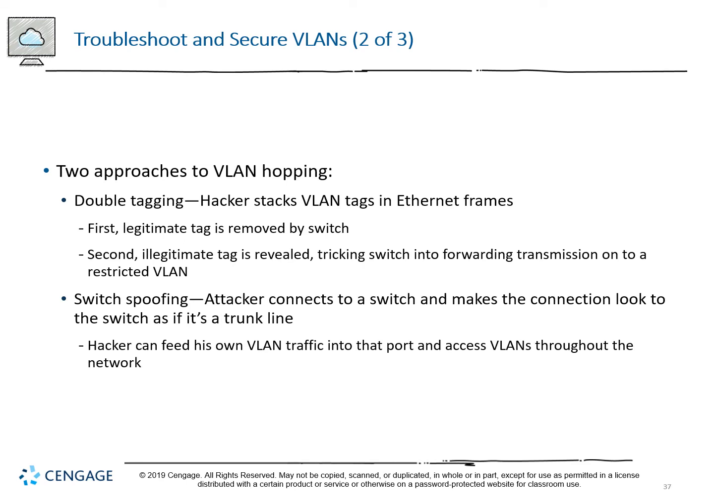So when we're dealing with VLAN hopping, double tagging is probably the most common. This is where VLAN tags are stacked. The legitimate tag is pulled by the switch, and then the second illegitimate tag is revealed, which tricks the switch into forwarding the transmission onto a restricted VLAN without verifying its contents. There's also what's called switch spoofing, which is when an attacker connects to a switch and tries to make the connection look as if it's a trunk line. Then that VLAN traffic from the hacker can come in and try to access VLANs throughout the network using the legitimate reproduction of data flows.